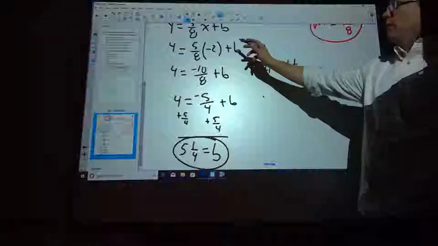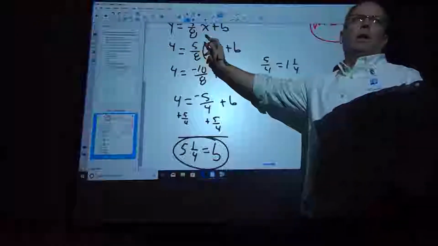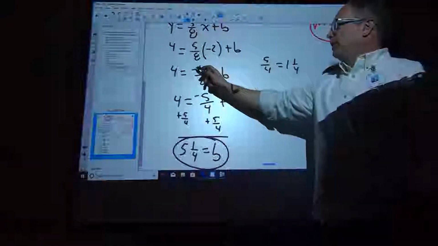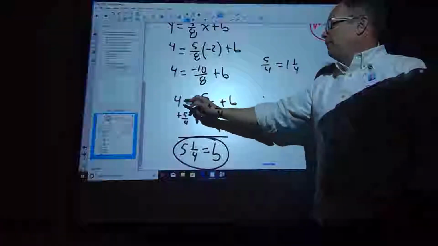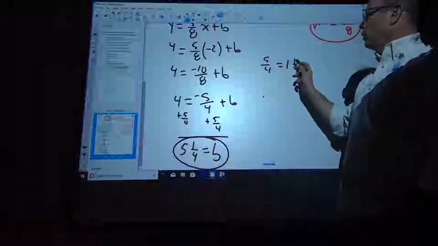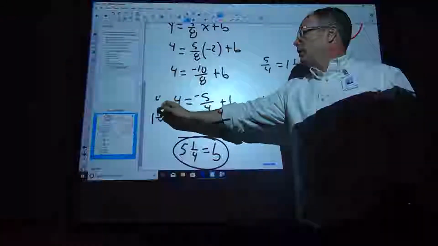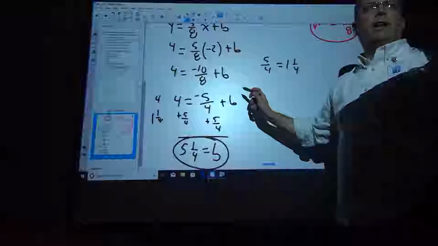All right. Well, I plugged X and Y in. And I added M. So I plugged it into my equation. So I did the arithmetic. So 10 over 8 is 5 over 4. Add 5 over 4 to both sides. 5 over 4 is 1 1/4. So I add 1 1/4 to 4 and get 5 1/4, and that's my B value.